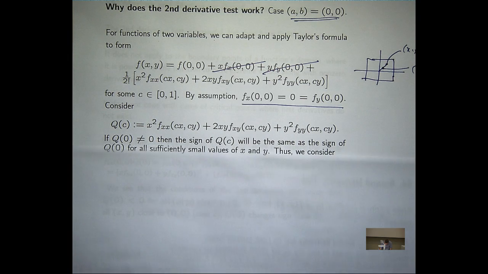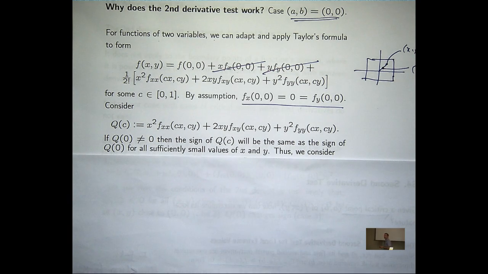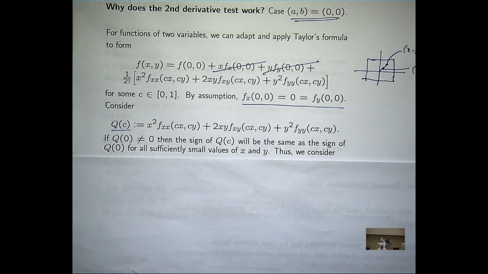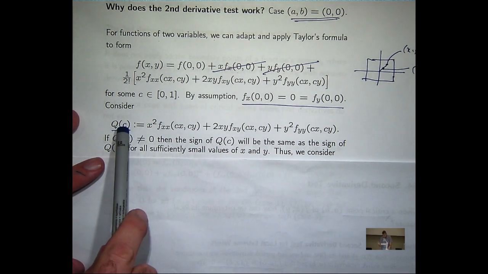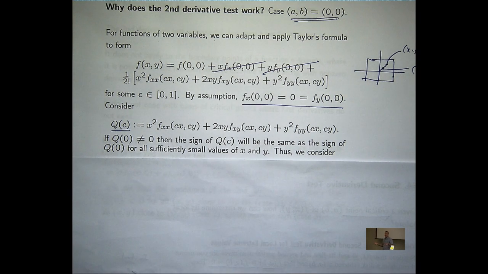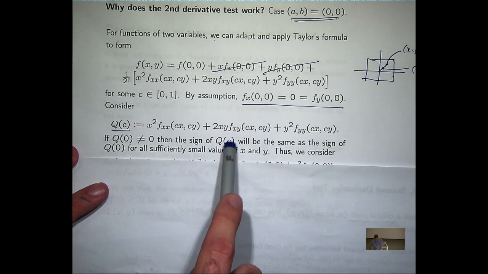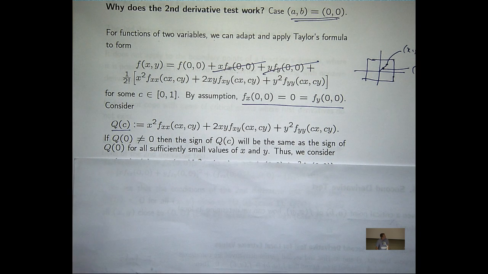Now I've written out the proof. We're just going to walk through it quickly. You can see in this line that I've defined this new function q of c. Yes, of course q depends on x and so on, but what I really want to do is show the dependency on c. Now for c equals 0, if q is non-zero, then the sign of q of c will be the same as the sign of q of 0 for all sufficiently small values x and y close to 0. Anybody know why that's true? That's kind of a waffly statement. Anyone know?